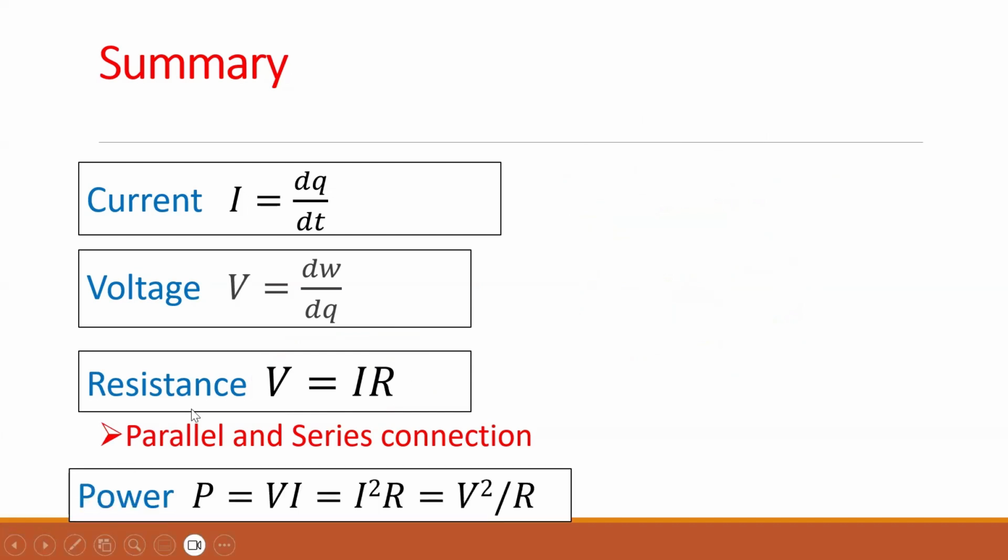Then we discuss the power. Power can be found if you know the voltage and the current. P is equal to VI. And if you use Ohm's law to substitute the V, you can have the power in terms of I and R. And also if you want to replace R, you get V squared over R. So this is power. So those are the basic things we learned.